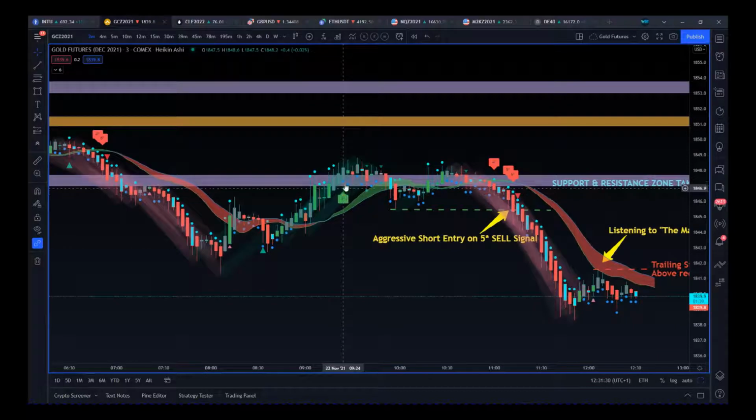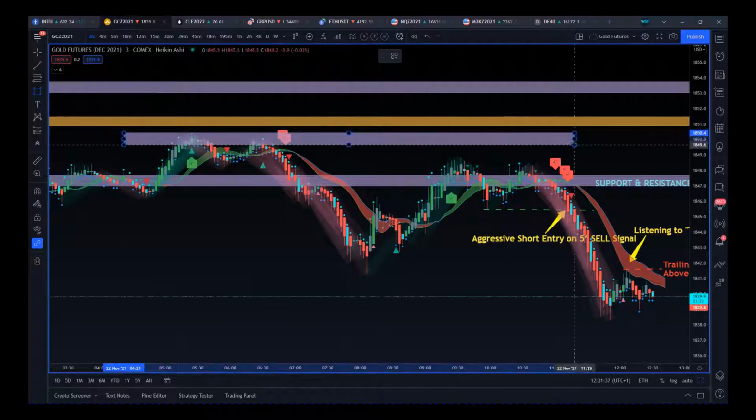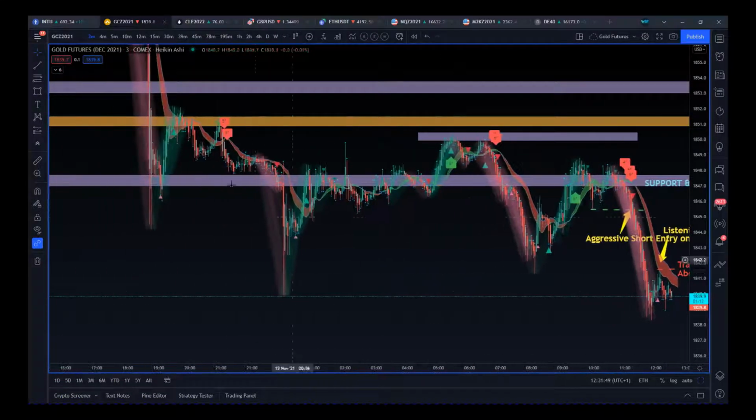We had a 6-star buy here, but we've got a lot of resistance. We've got short-term resistance from overnight here. So what I say is, when we get this 6-star buy, we've not got a lot of fresh air up until that point there, so we don't take it. The same with this 6-star buy here. We look left, we've got lots of resistance here.